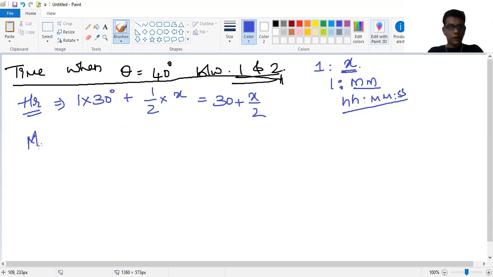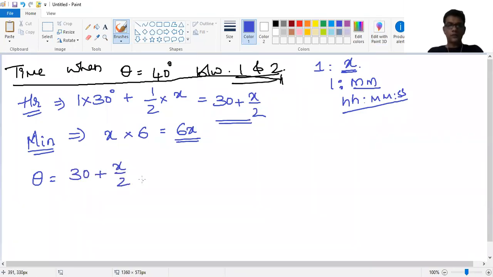And what is the travel done by the minute hand? It's for X minutes that it has traveled, and X minutes means X into 6 degrees, or 6x degrees. So these two are the angles made by the hour hand and the minute hand. So what is the angle now? How do I find an angle? As I said, angle is found by taking the difference. But what should I take the difference of?